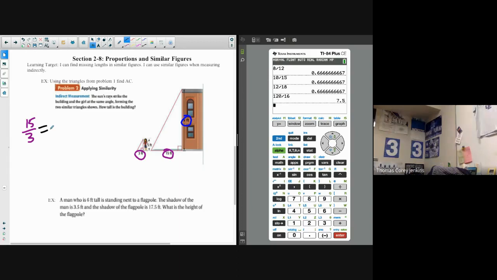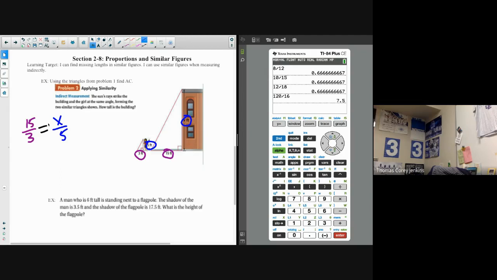Okay, but since I did 15 over 3, that means my other fraction is going to be x over 5 instead of 5 over x. Because here I did building shadow over woman's shadow, so now I have to do building height over woman's height. All right, and then we just solve.